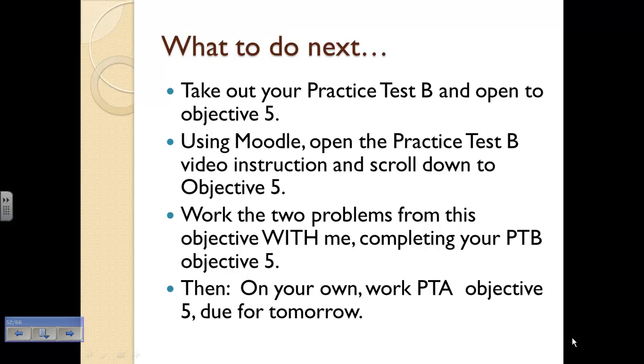I don't have video lessons on A for this particular objective. I only put them up for practice B. So do practice B first with me, completing objective 5, and then on your own work the practice test A, objective 5, and we'll check that again tomorrow. Do B with me and then do practice A on your own. So at this point, pause this video lesson and pull up practice test B, objective 5, and work those with me.